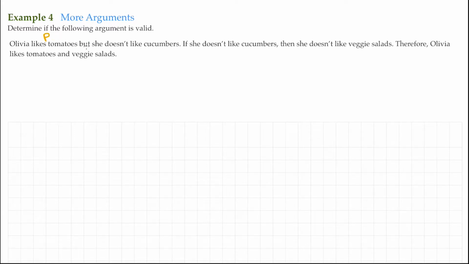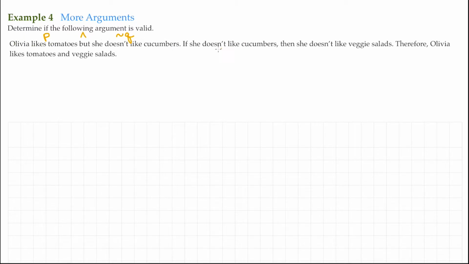Here's but. But is a conjunction just like and. Olivia likes tomatoes, but she doesn't like cucumbers. So this is just a conjunction very much like and. She doesn't like cucumbers. So this is our second simple statement, and it's a negated one. So I'm going to say not Q. So you can see Olivia likes tomatoes, but she doesn't like cucumbers. That has the same effect as saying Olivia likes tomatoes and she doesn't like cucumbers, but we use but. So this is our first premise.